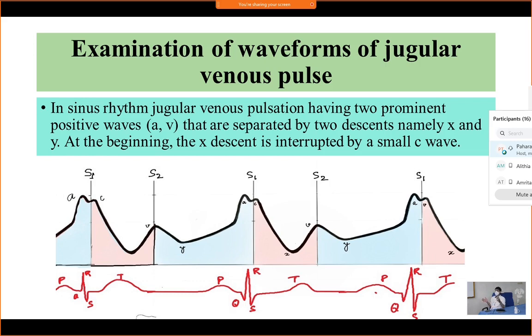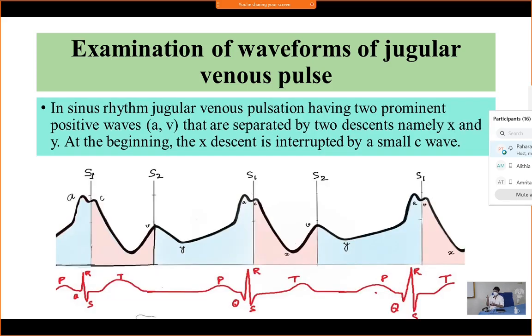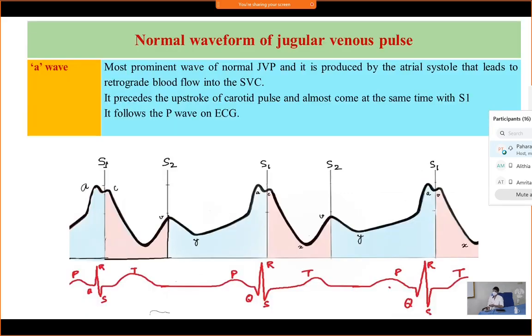Any wave that comes before the subsequent first heart sound is the V wave, and it usually comes around the second heart sound. So the positive wave seen synchronous with the first heart sound is the A wave, and the positive wave seen around the second heart sound is the V wave. The descent that comes after the A wave is the X descent, and the descent that comes after the V wave is the Y descent.